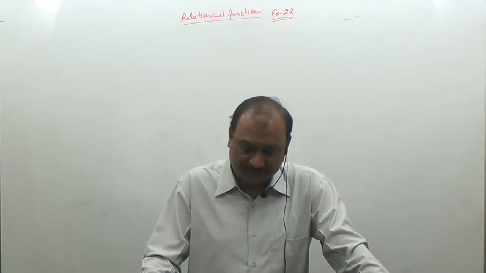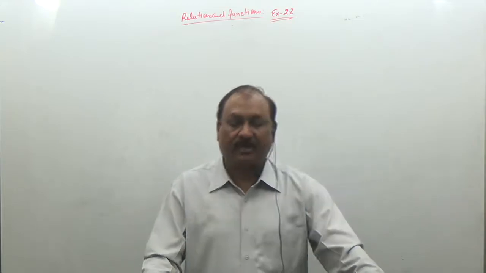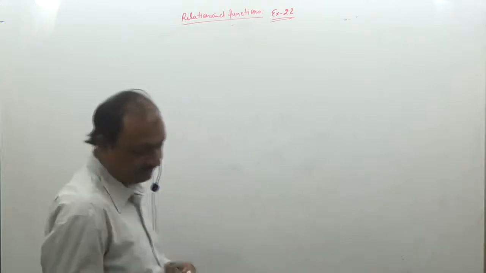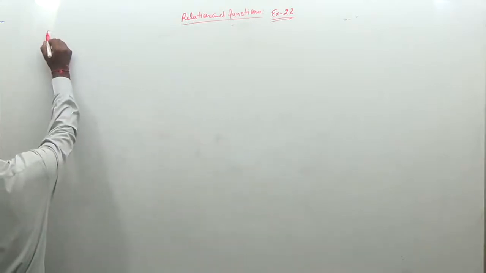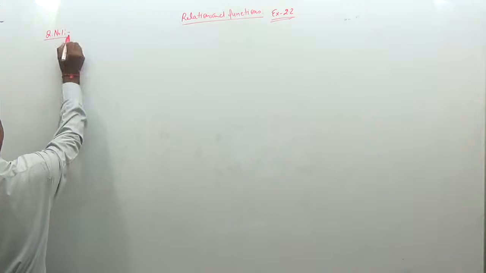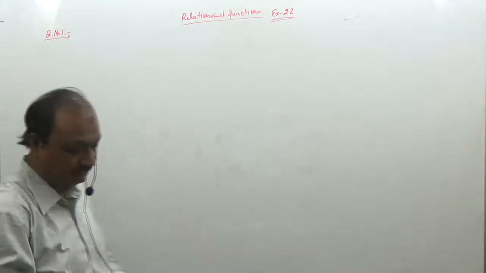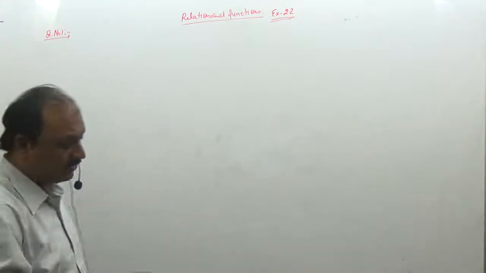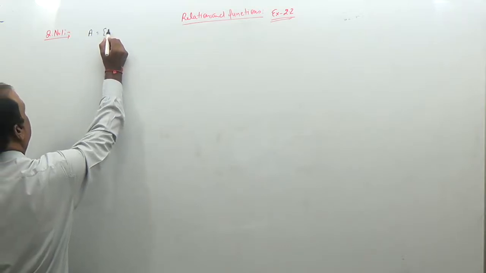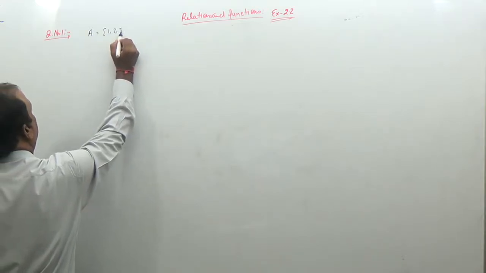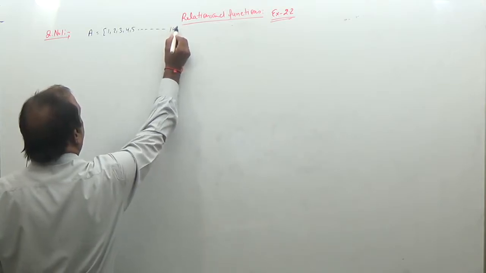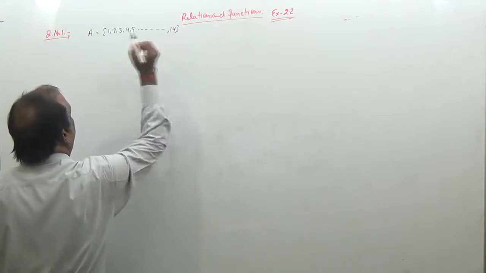So first is, there is a set A given. Question first. In this question, given that there is a set of elements 1, 2, 3, 4, 5, 6, 7, 8, 9, 10, 11, 12 up to 14.